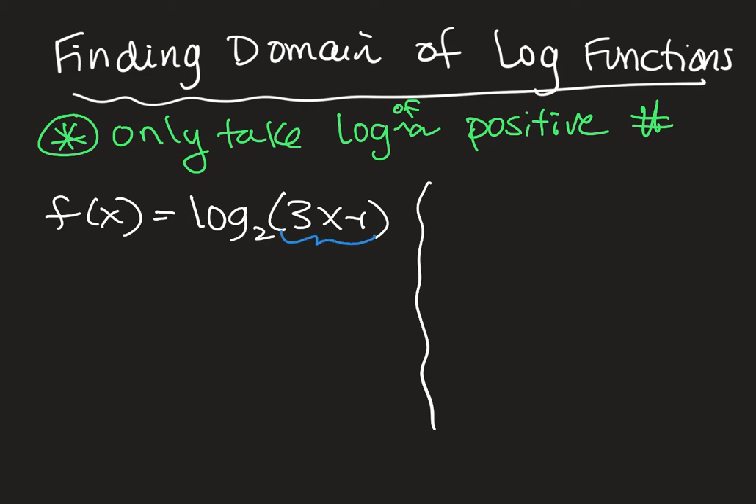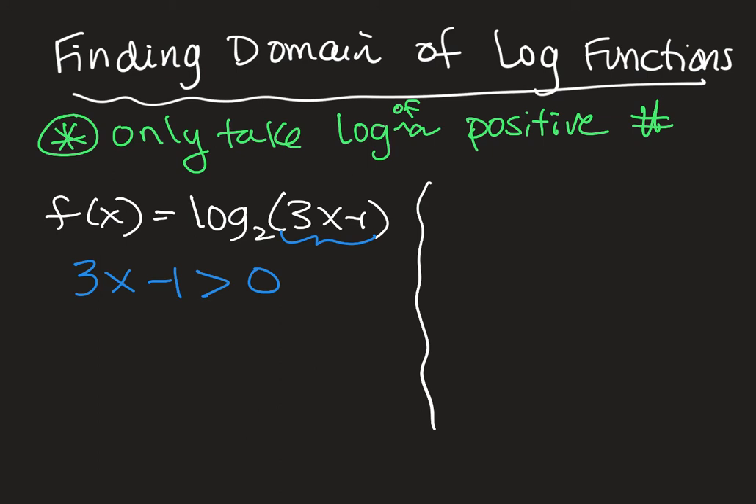Remember, we say this as log base 2 of 3x minus 1. So the 3x minus 1 is what you're taking the log of, and so that has to stay positive, okay? We can't take the log of 0 or anything below. So we know that then 3x minus 1 has to stay greater than 0. Not greater than or equal to, strictly greater than. So that's what's going to figure out our domain here.